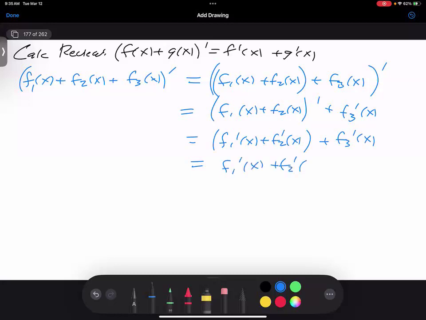And why can we drop the parentheses? What do we know about addition? It's associative. It doesn't matter how I write the sums. It doesn't matter how I group them. So this proves the derivative of a sum of three functions is the sum of the three derivatives. And by induction, you can prove that the derivative of the sum of any finite number of functions is the sum of the finitely many derivatives. But we cannot prove that it is true if you have an infinite sum. So if you have an infinite sum, it may not be differentiable.